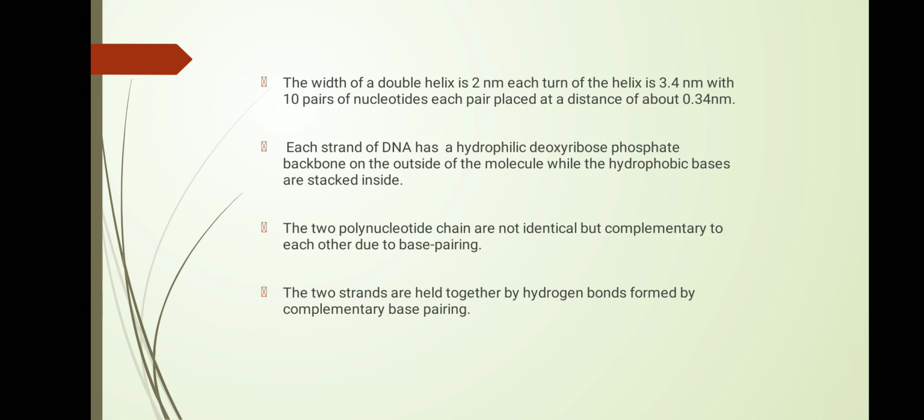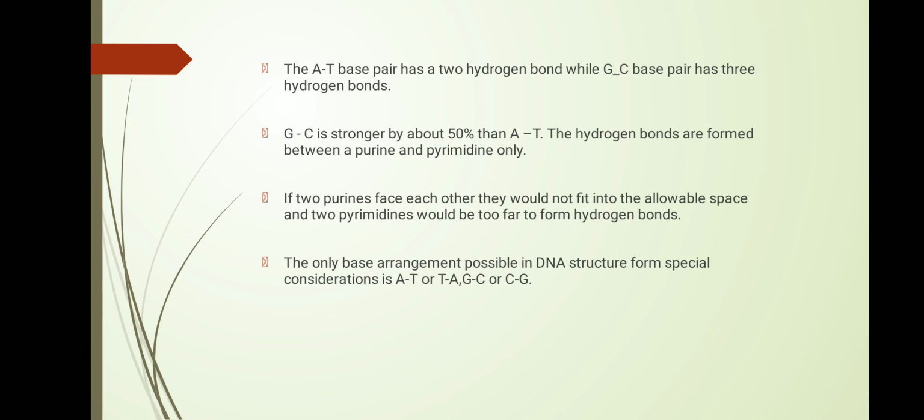inside the molecule. The two polynucleotide chains are not identical, but they are complementary to each other because of their base pairing sequences. The adenine and thymine base pair has 2 hydrogen bonds and guanine and cytosine has 3 hydrogen bonds. Guanine and cytosine are stronger than adenine and thymine. Hydrogen bonds form between a purine and a pyrimidine.